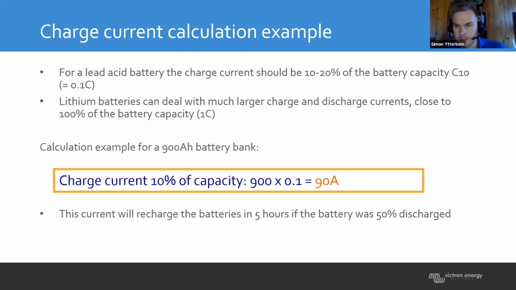So this determines the size of your battery charger. So if you have a flooded battery, it's a 900 amp hour bank. We want to charge it at the 10% rate. Well, then our battery charger should be somewhere in the 90 amp range. Always good to take a look at the battery manufacturer's specification for optimal charge current here.